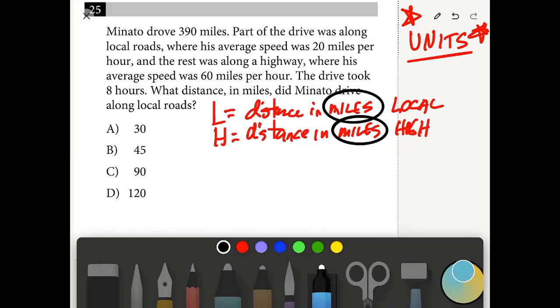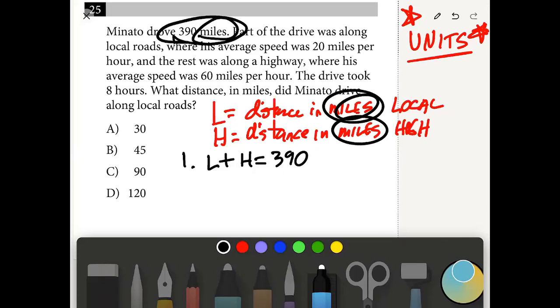So I would go up to the word problem and I would say, where is miles? The actual word miles, not miles per hour or miles per second, but what number has miles as the units? And it's this one. It's 390 miles. So that's saying he drove a total of 390 miles. So my first equation is going to be L plus H equals 390. So the total distance is the miles that he drove on the local roads plus the miles that he drove on the highway, and they should total 390. I'm just using the units to figure out that those two things go together.